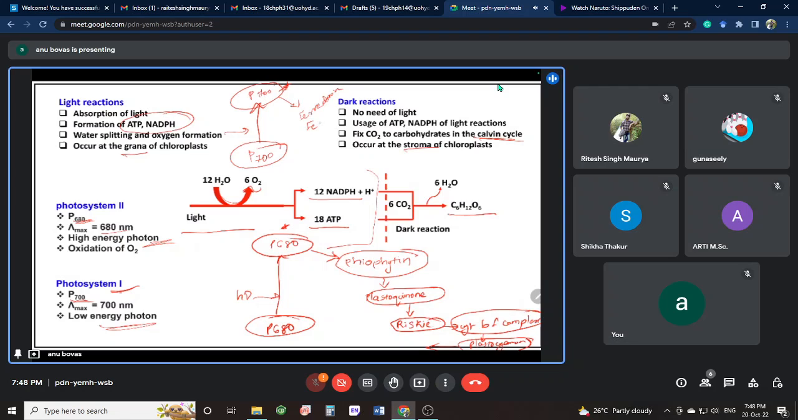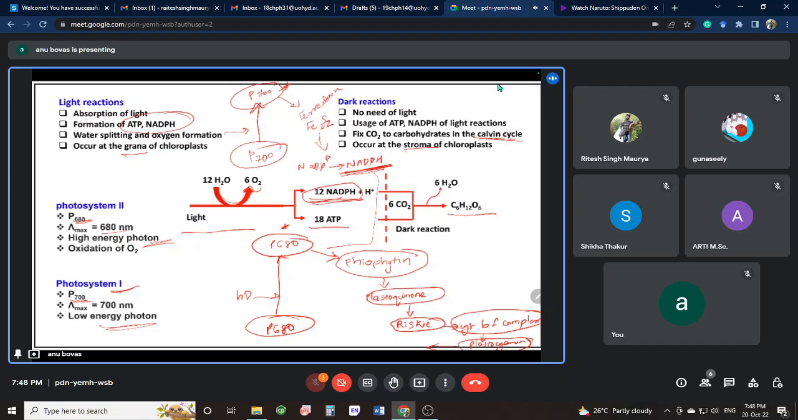Ferredoxin means Fe2S2. It will give to ferredoxin, and from here NADP plus will be converted to NADPH. So we are getting NADPH. This is the last of the light reactions. By transferring electrons from photosystem 2 to photosystem 1, finally we are getting the energy molecule NADPH. This much is light reactions, photosystem 2 and photosystem 1.